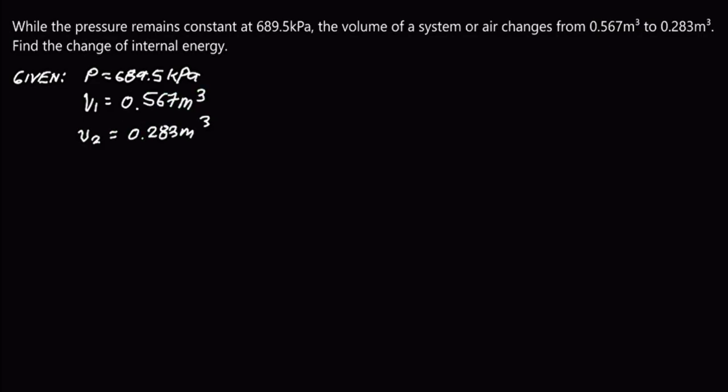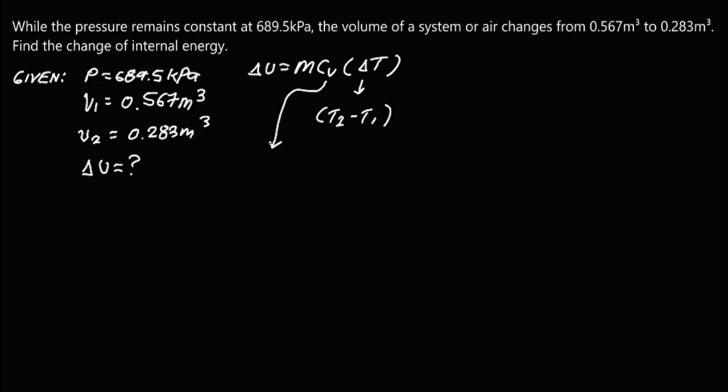And lastly, the problem is asking us to solve for the change of internal energy, which we will be denoting as delta U. The key to solving this problem is the working equation delta U is equal to m times CV times delta T, where delta T is simply equal to T2 minus T1, and the CV will have a constant value of 0.718 kilojoule per kilogram Kelvin.